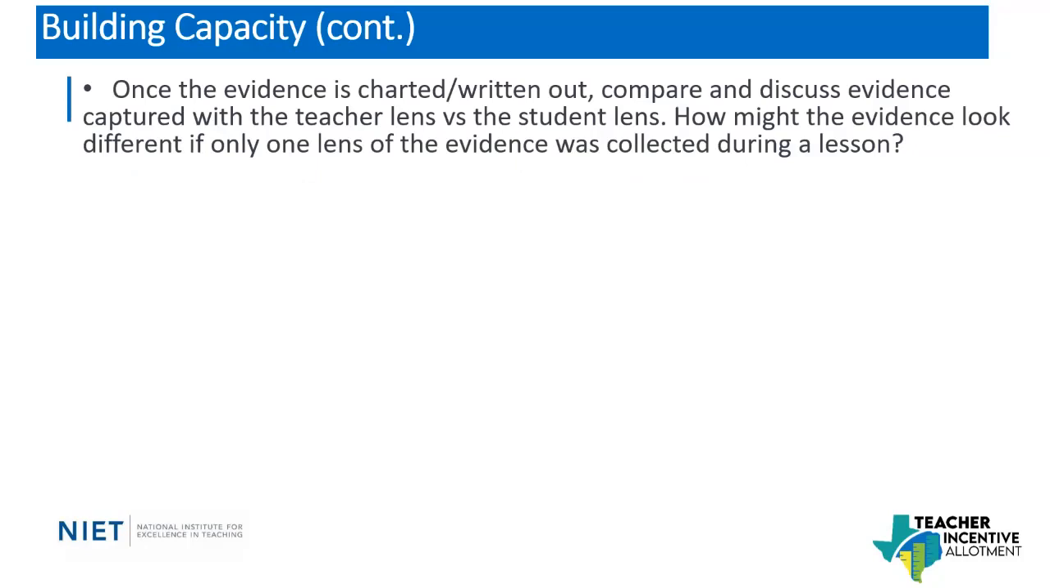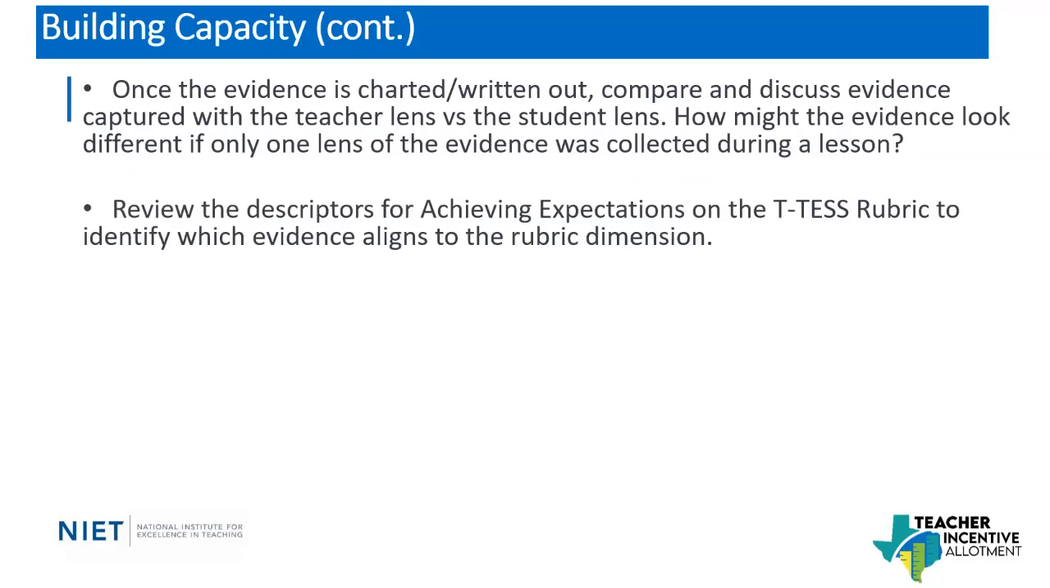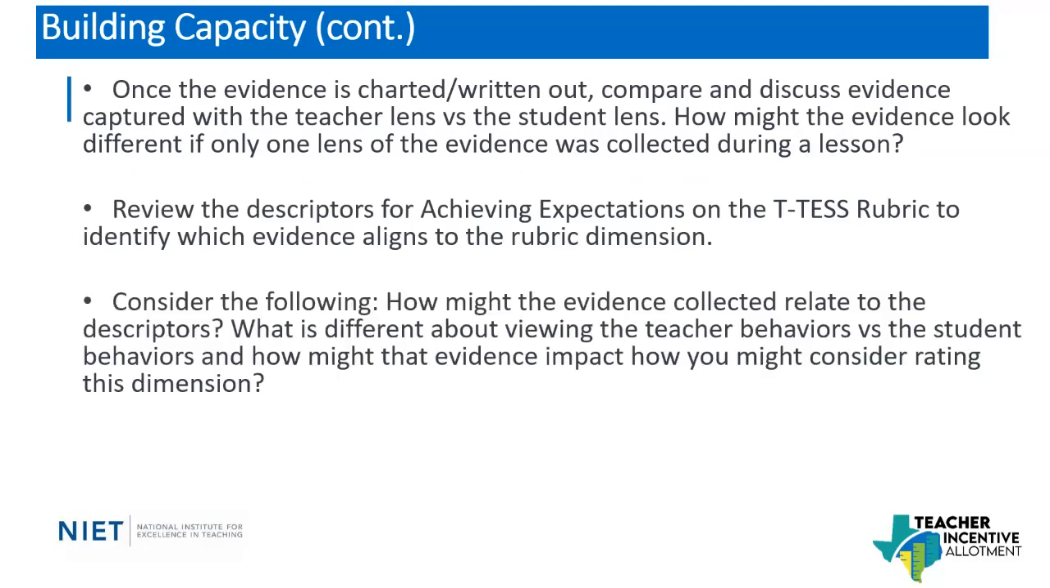Once the evidence is charted or written out, compare and discuss the evidence captured with the teacher lens versus the student lens. How might the evidence look different if only one lens of the evidence was collected during a lesson? Review the descriptors for achieving expectations on the T-test rubric to identify which evidence aligns to the rubric dimensions. Consider the following. How might the evidence collected relate to the descriptors on the T-test rubric?